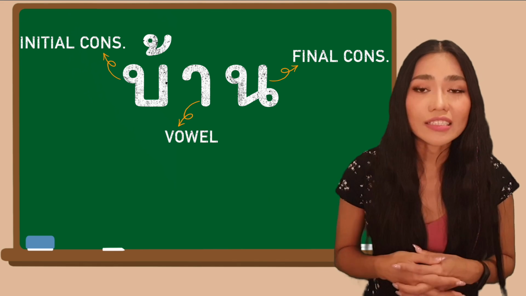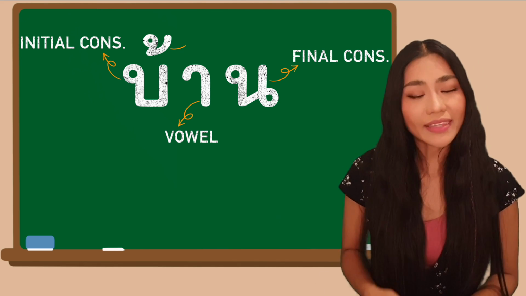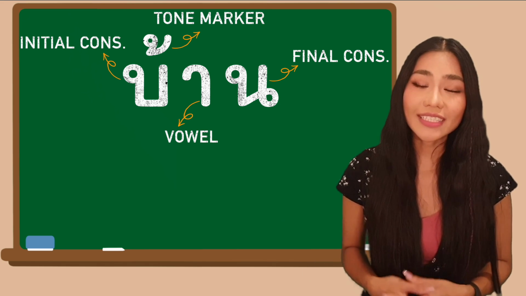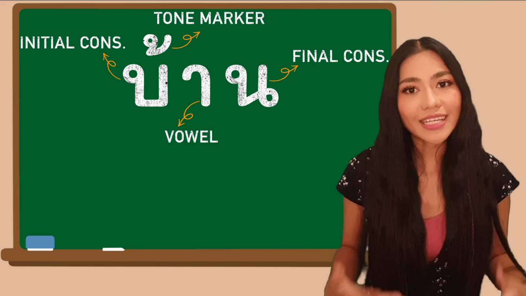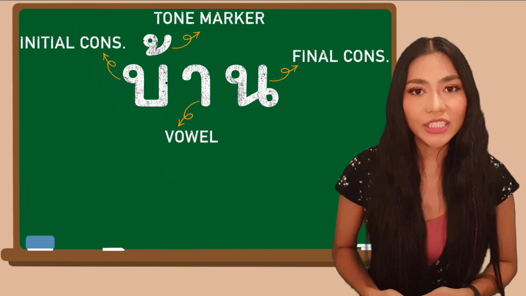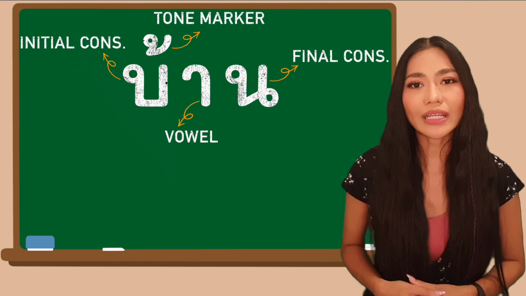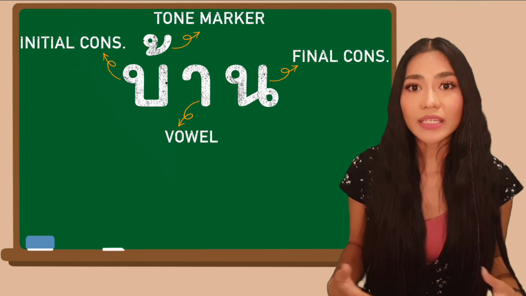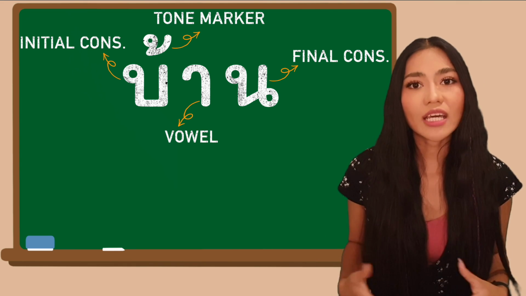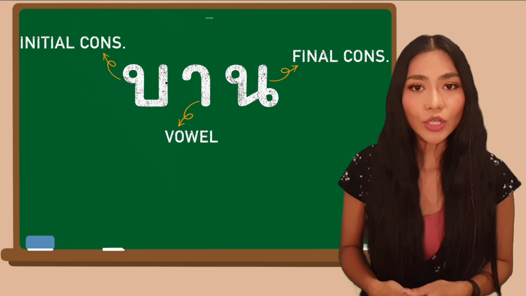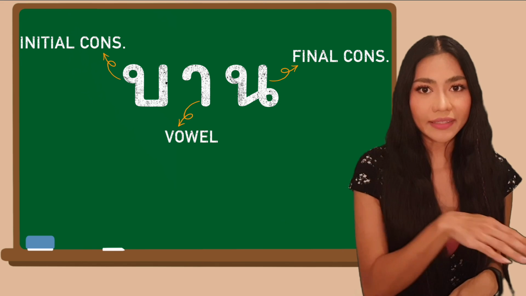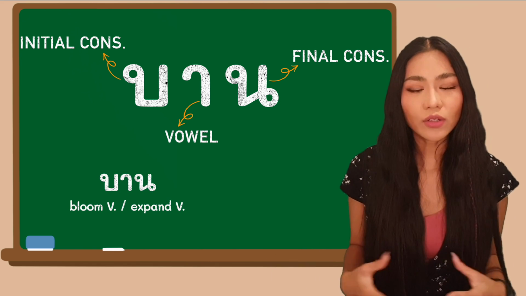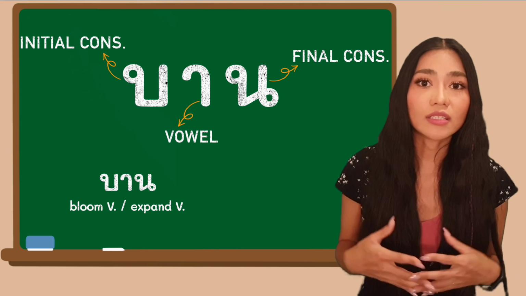And then you're going to see a little small mark on top, which we call a tone marker. This is something different from English, because English is not a tonal language, but Thai is. So that's why we have a tone marker here to help us figure out which tone the word is. And because Thai is a tonal language, a different tone means the meaning is different as well. For example, if I were to take out this tone marker, we will have a mid-tone word, ban, b-an, ban. Ban means blooming or expanding, just like when a flower is blooming.